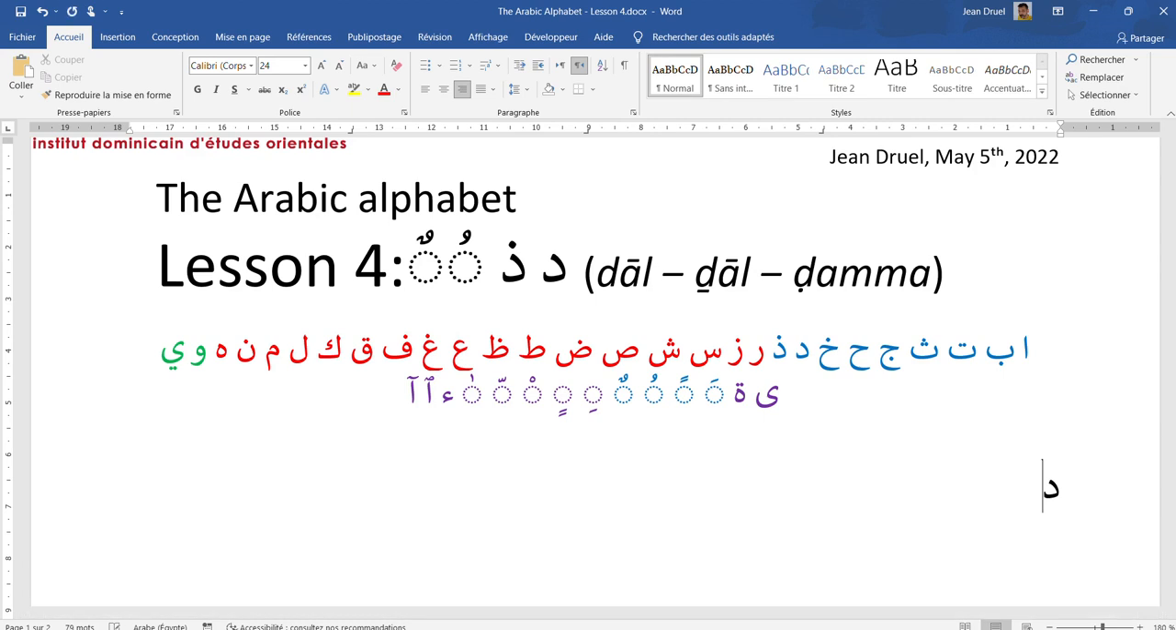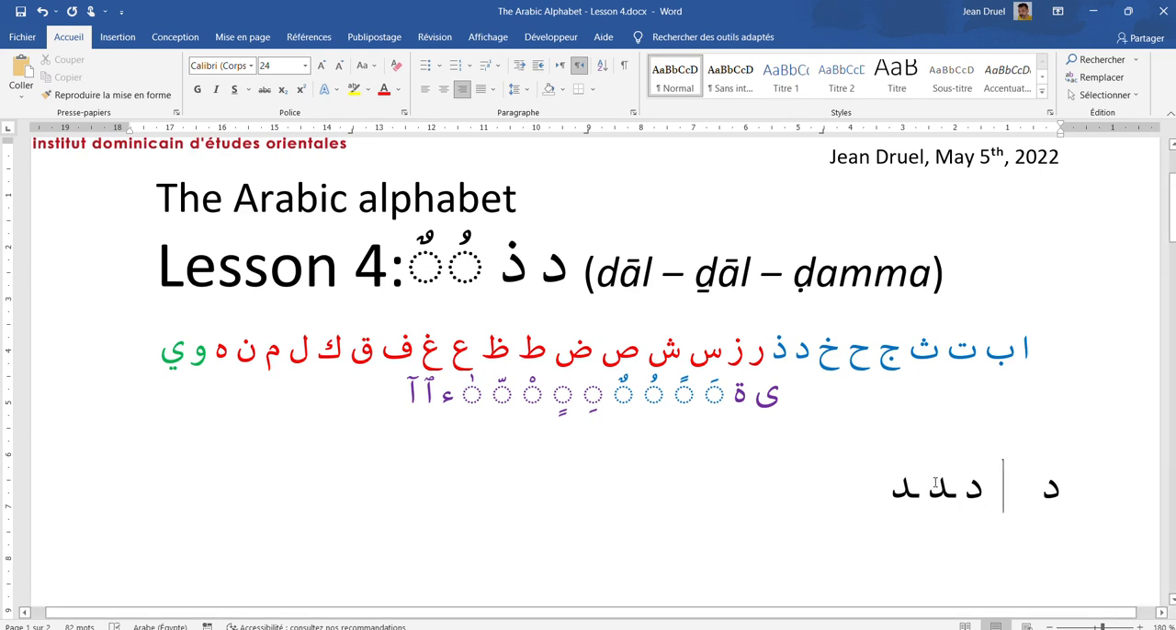This is the isolated form, this is the initial form, and this letter does not connect on the left, so its initial form is just like the isolated form. It connects only on the right. So here this is the middle form, which is the same as the final form. Why? Because the letter does not connect on the left. So here it looks as if it was the end of the word, but it's not. And we will see examples.